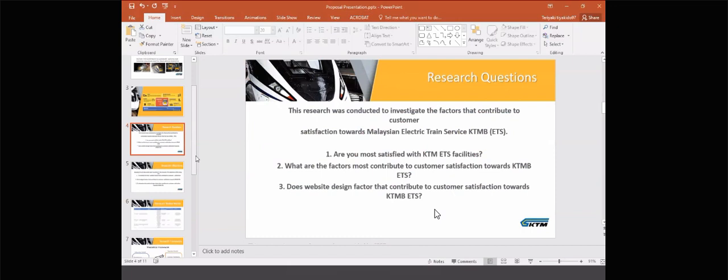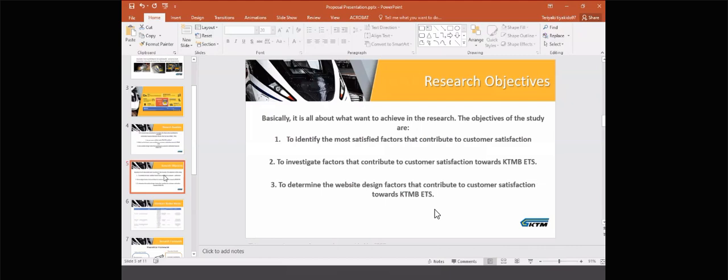Okay, so it is aligned, RO and RQ, but when we look at these three research questions and research objectives here, the question: are you more satisfied with KTM ETS facilities? I think this is not very aligned with your first research objective. Look at the research objective. Here you want to know whether they are satisfied or not, right? Are you satisfied? But your first research objective is to identify the most satisfied factors. So maybe it is not aligned there, because here you want to identify what the factors are, but the first research question is, are you satisfied? Adakah kamu berpuas hati? But here it is to identify a factor.